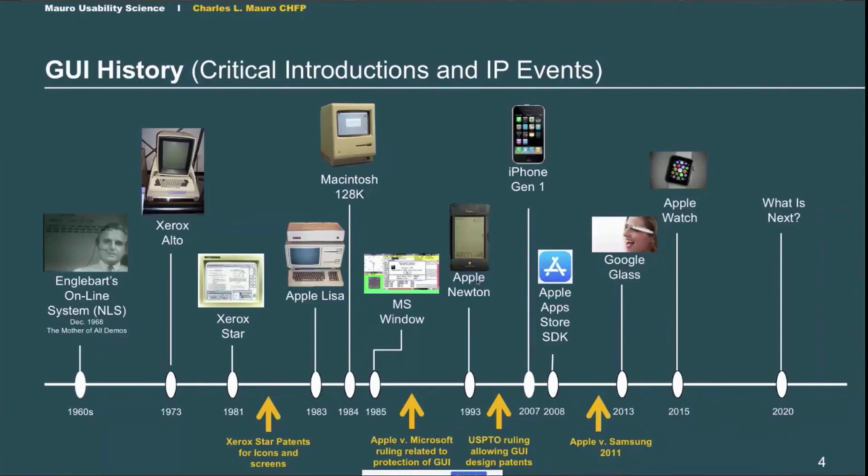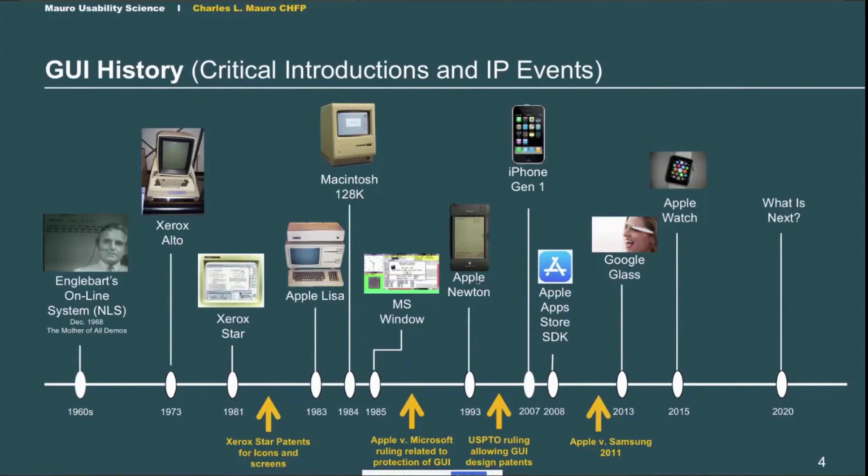Major milestone in GUI design was the Apple Newton, which was the first sort of miniaturized interface. And then the GUI as a structural concept for interface design really took a major turn with the introduction of the iPhone, the introduction of the Apple App Store and the SDK, which is the development methodology for Apple, and Android has the same sort of structural concept.